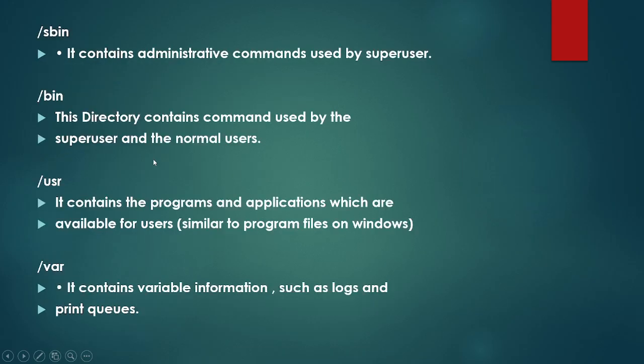Go to the next, sbin. It contains administrative commands used by the super user. Slash bin: this directory contains commands used by the super user and normal users. Slash usr: it contains the programs and applications which are available for users. Slash var: it contains variable information such as logs and print queues.